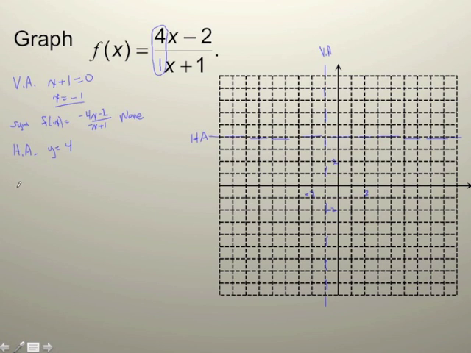Now we want to do the y-intercept. The y-intercept is where x is 0. So we'll fill in a 0 here. That would give us 0 minus 2 over 0 plus 1. So the y-intercept will be negative 2. So plot the point 0, negative 2.